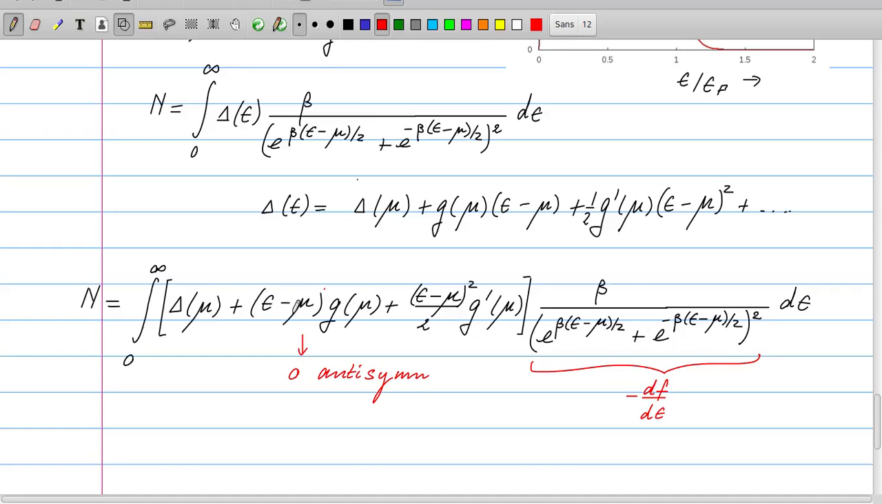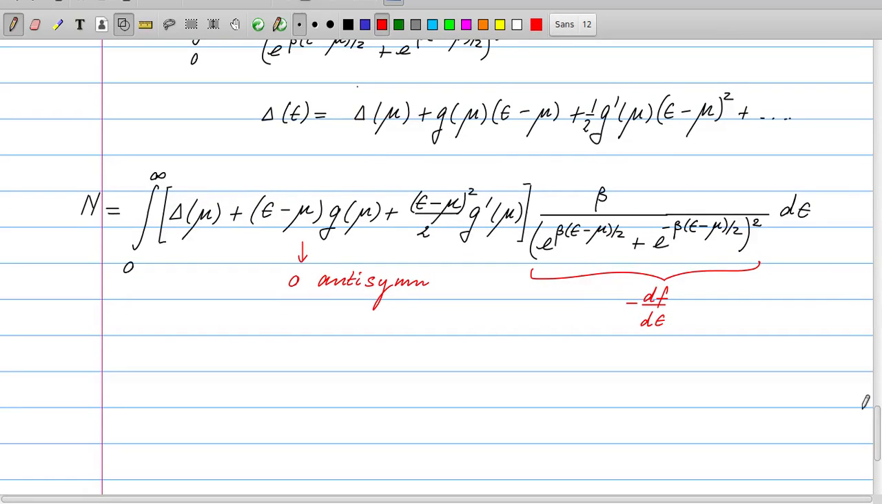Now if I do that for the second term, I can argue that the integrand is anti-symmetric in epsilon minus mu, because this one is an odd function of epsilon minus mu, and this is an even function of epsilon minus mu. The g mu is a constant, and so I can immediately see that the second term will give me a vanishing integral. So I'm left with the first and the last term, and the first term also gives me a rather simple result.